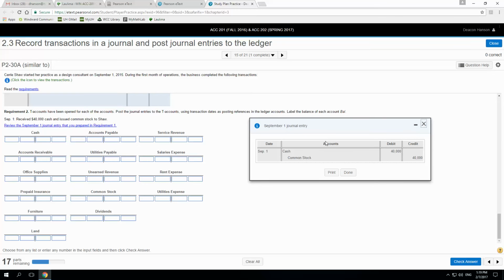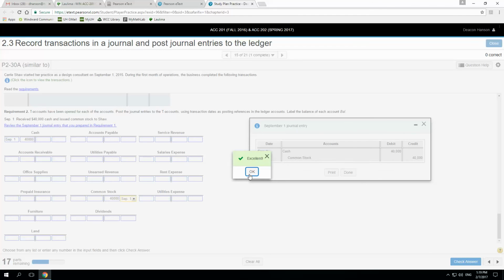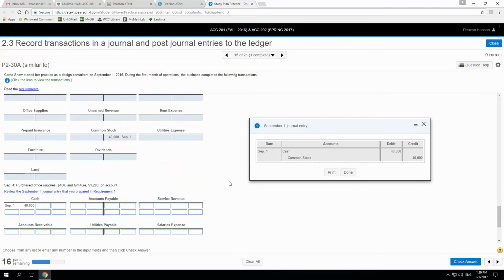So this is the first entry. And all we're really doing is we're putting it into the T account. So I got a $40,000 debit to cash, and we'll label that one September 1st. And then I got a $40,000 credit to common stock, and we'll label that one September 1st. So it's just a matter of taking it from the journal and putting it into the ledger. Okay?